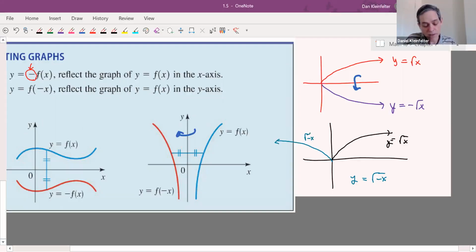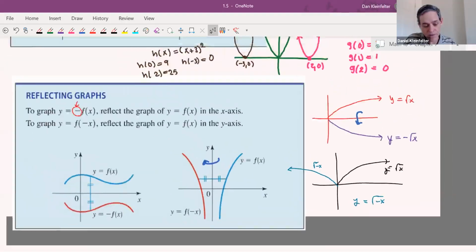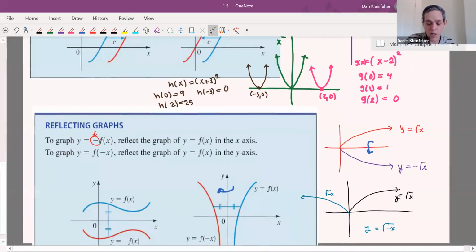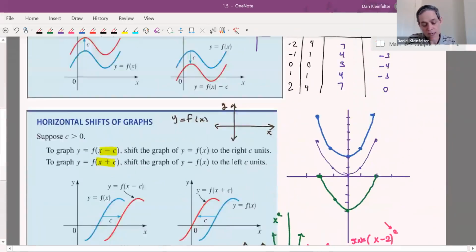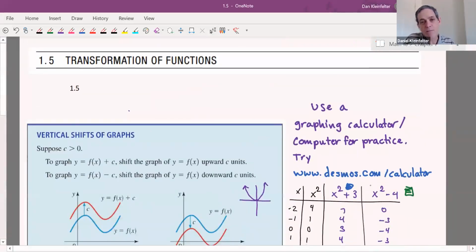All right, so this has been a look at a couple of transformations. We have a few more to do. I wanted to show you a couple of graphs on the computer before we proceed. I'm going to be using this website, desmos.com/calculator, to get this done. So let's go ahead and take a look.